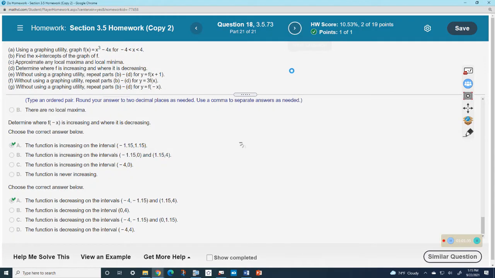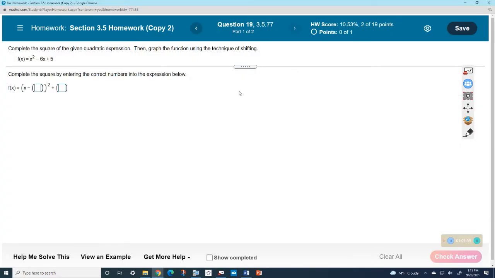Now I want to show you one more. This one won't be nearly as long, but it's the last problem, number 19. We haven't completed the square quite like this, I don't think, or at least we haven't done it in a long time. It says complete the square of the given quadratic expression, then graph the function using the technique of shifting. Why would it be asking you to do this in this section? It's because this is in standard form for a quadratic equation, but if we can use completing the square, we can get it into what's called vertex form, which is the kind of form that shows what those transformations are, like what we've been learning in this section.